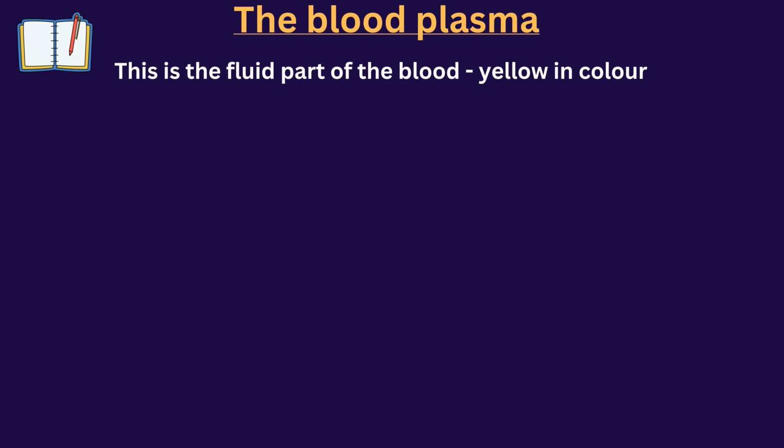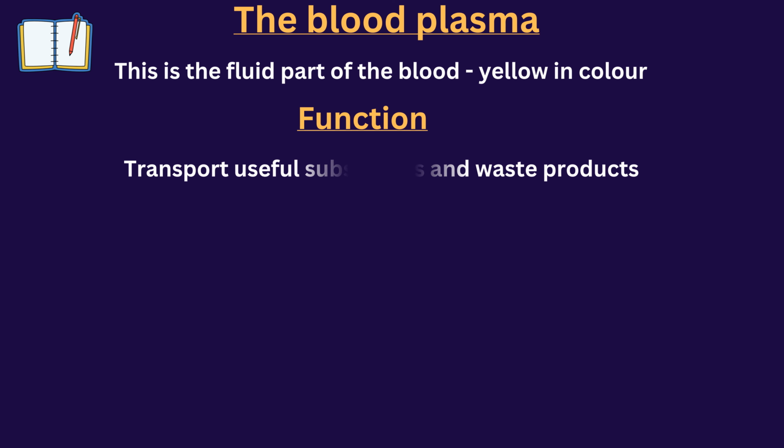Okay, let's make some notes now. So subheading, please to write this in your book, the blood plasma. This is the fluid part of the blood and it is yellow in color. Please to make that note. The function of the plasma is to transport. It transports both useful and waste products.